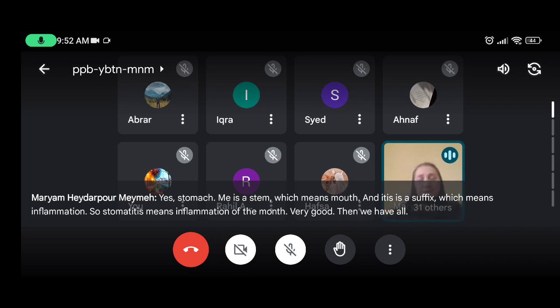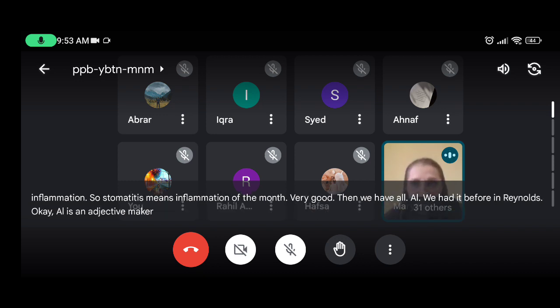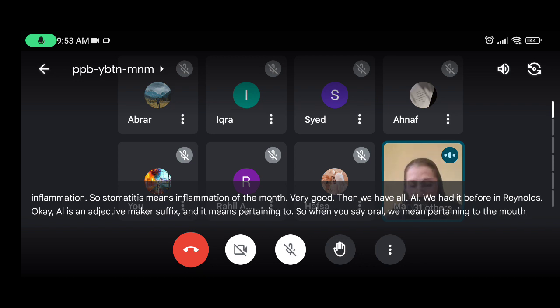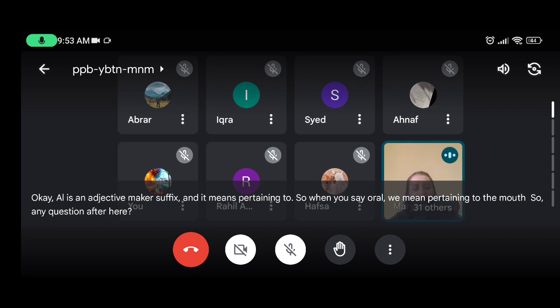Then we have oral. Al, we had it before in renal, okay? Al is an adjective maker suffix and it means pertaining to. So when we say oral, we mean pertaining to the mouth. So any question up to here?